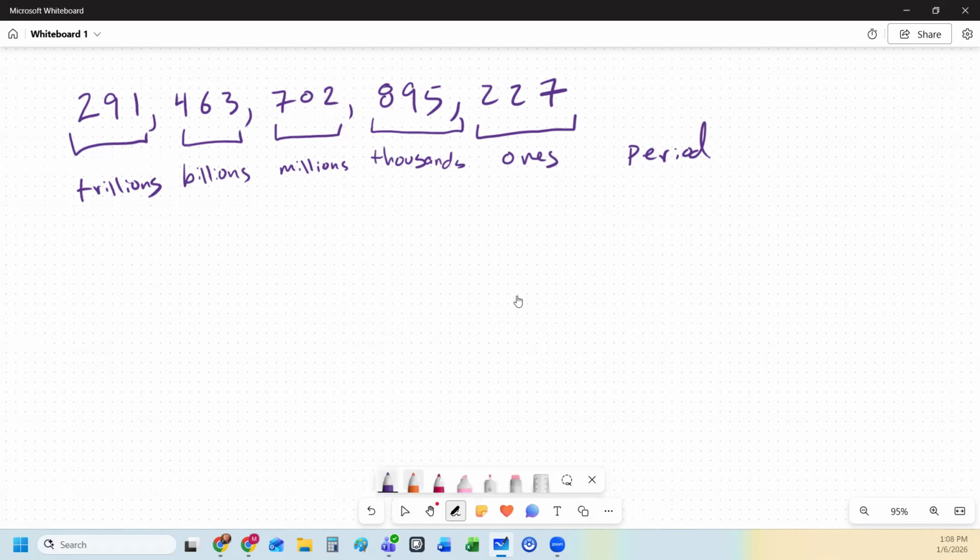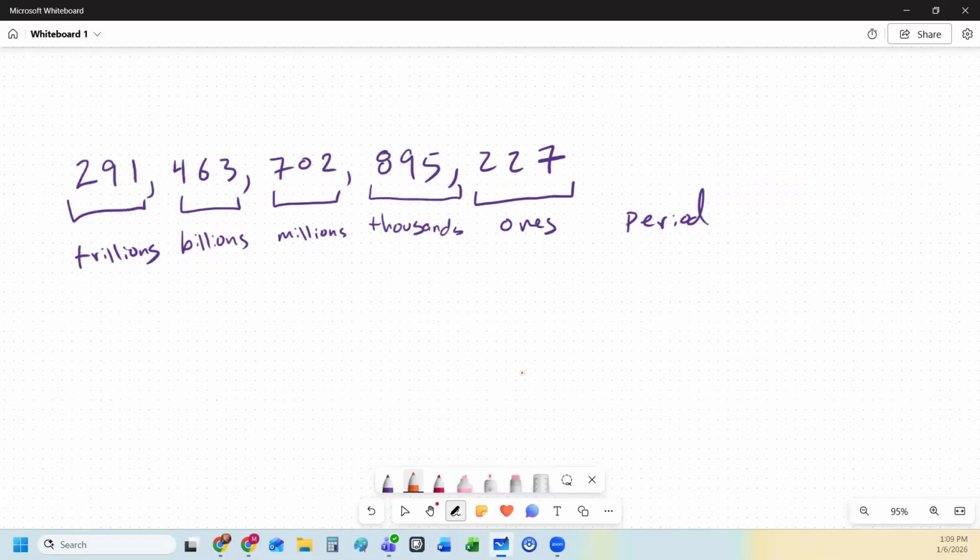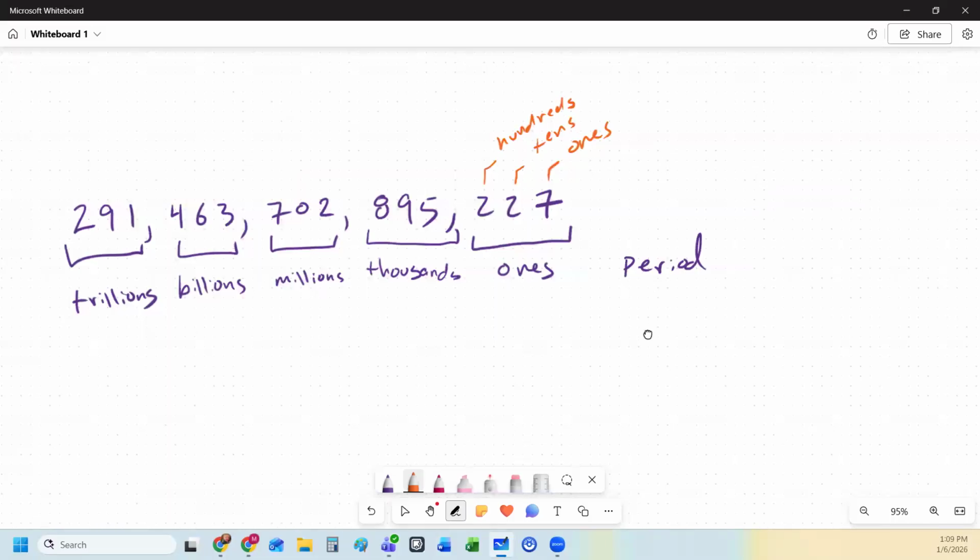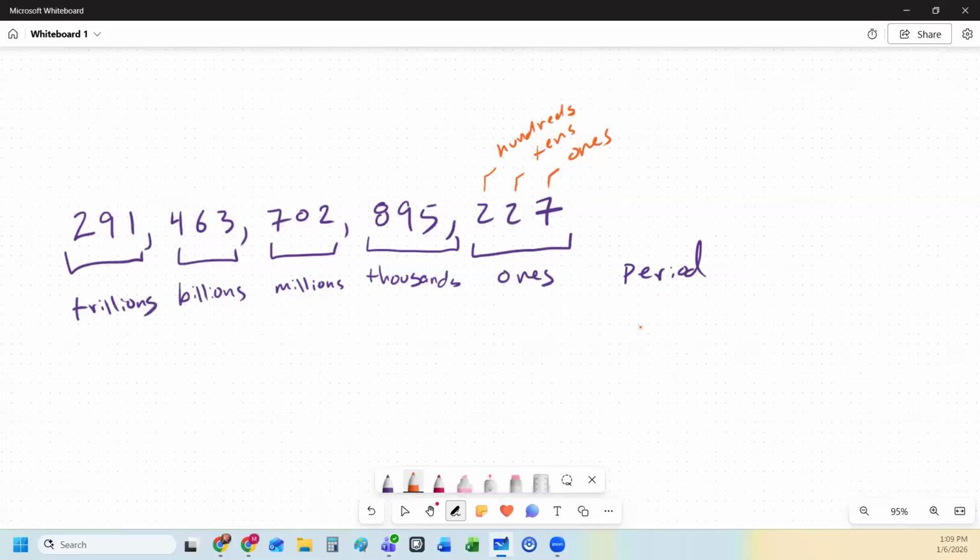But in each one of these periods, we have certain places, like the very first one is the ones, the middle one is the tens, and then the leftmost one is the hundreds. And that just repeats, right? But in the ones period, we typically don't say the period when we're in the ones. This 7 is simply just in the ones place. This 2 is the tens place. This 2 is the hundreds place. They repeat. This 5 is in the 1,000s place.